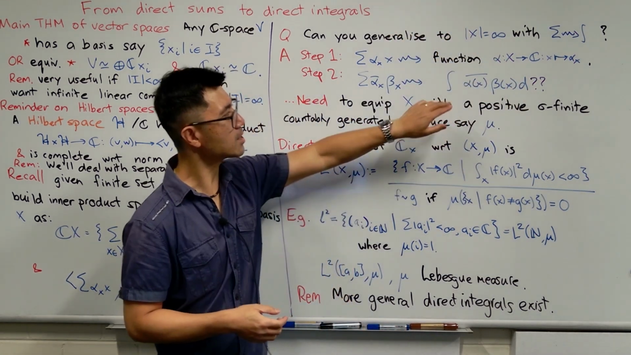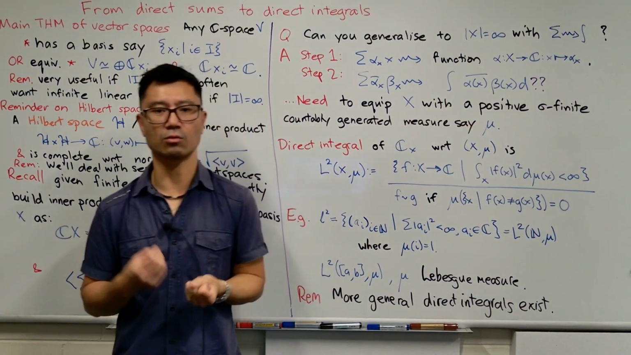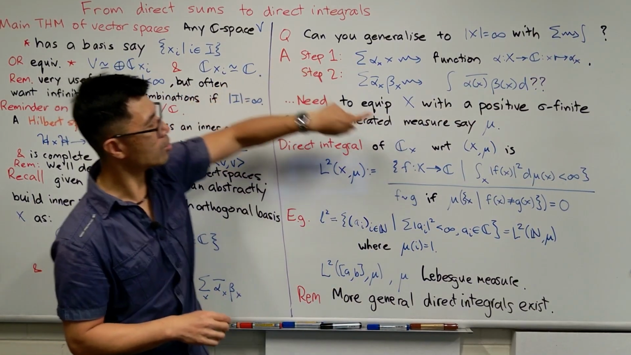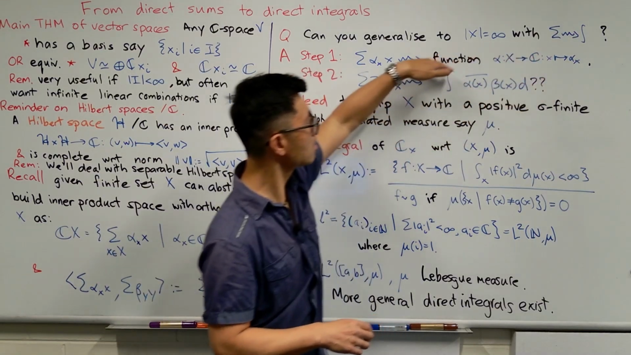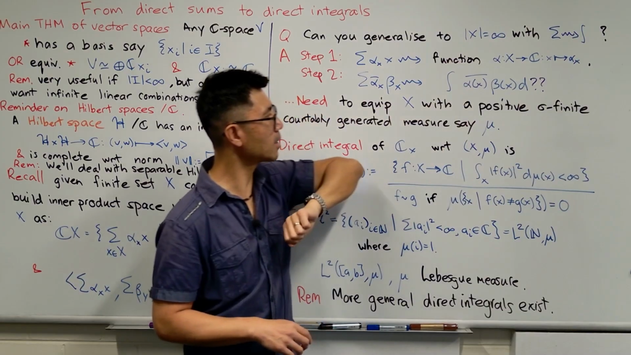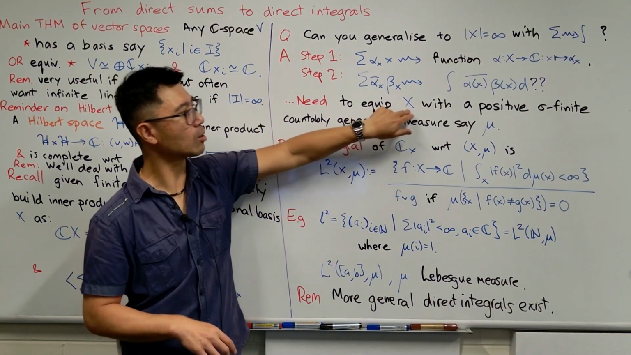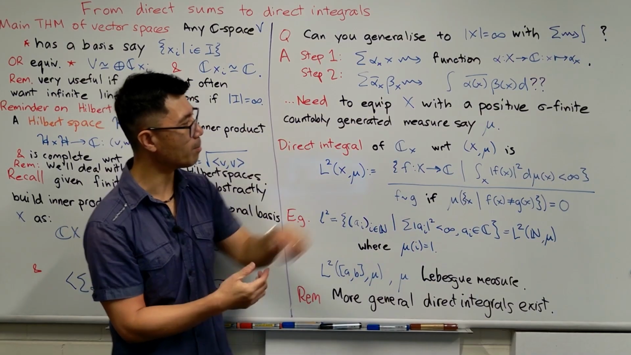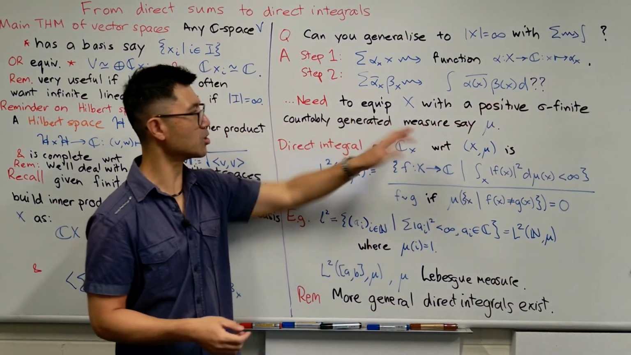And of course, now you see that actually to define this direct integral, you need a little bit more input data. So what you need to do is make sense of this, which is just some complex function on x. So you need to equip x with some sort of a measure. And the type of measure we'll be interested in this playlist are positive sigma finite countably generated measures.